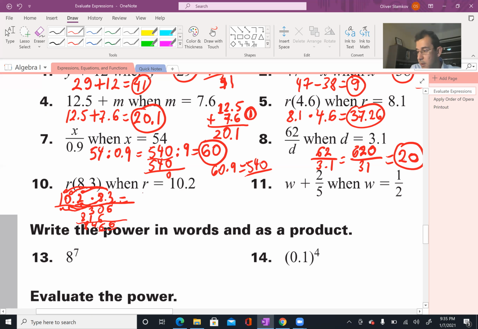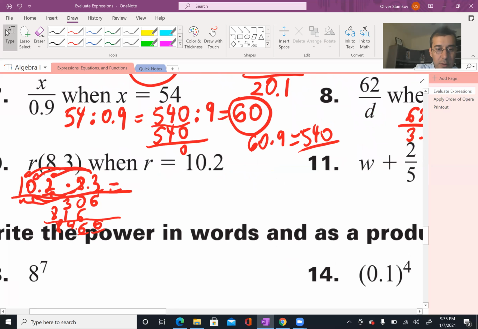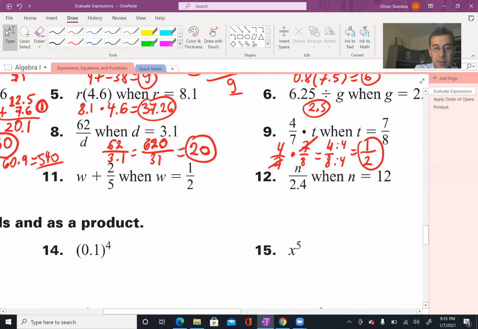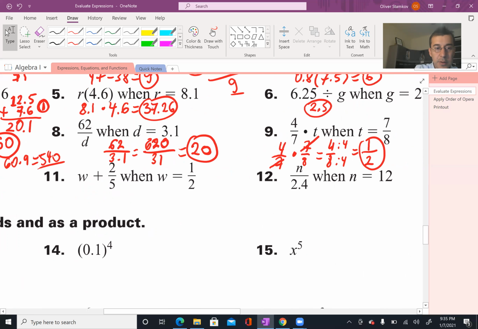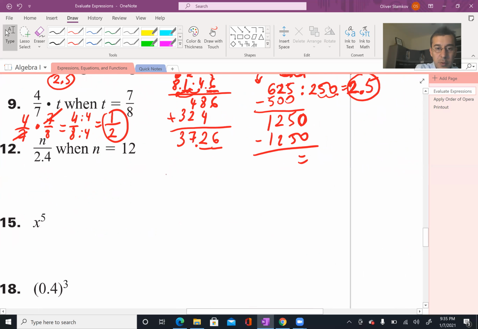So this is 84.66. Let me see if I can make it bigger for you, so you can see. Let me zoom in. So let me do it here again. It's 10.2 times 8.3.